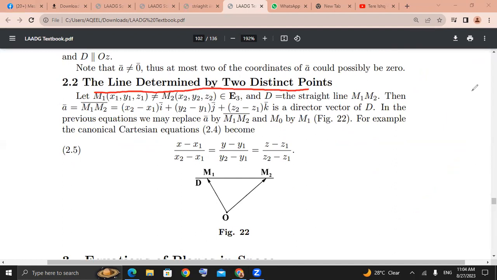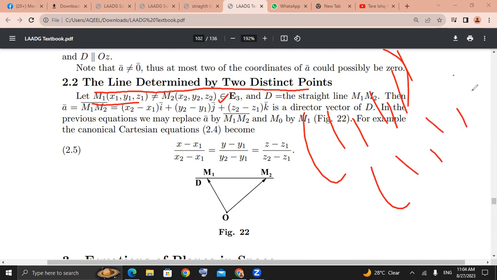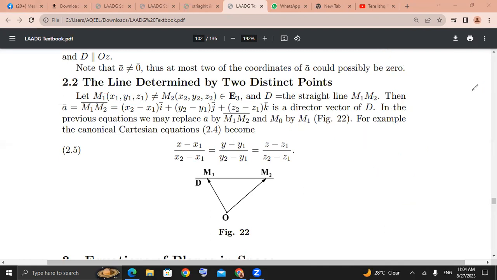Another problem is that you look here, a line determined by two points. Let's assume we have two points, m1 which is x1, y1, z1, and m2 which is x2, y2, z2. And these two points are distinct. Distinct means that both are not the same; one is different from the other. Its equation is x minus x1 divided by x2 minus x1, equal to y minus y1 divided by y2 minus y1, equal to z minus z1 divided by z2 minus z1. Is it clear? Yeah.